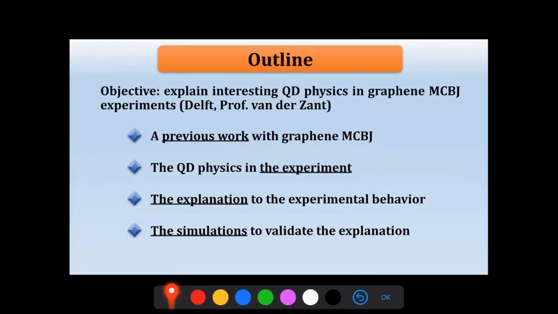Then I will show the details of the experimental device and the experimental results of this new experiment where quantum dot physics appears. After that, I will talk about a qualitative explanation of this peculiar behavior found in the experiments. And finally, based on theoretical simulations with tight-binding methods, I will put some numbers, and the qualitative explanation will hopefully become a quantitative one.